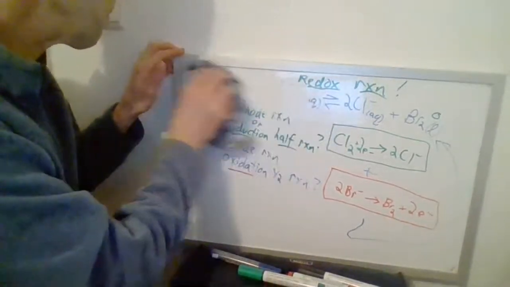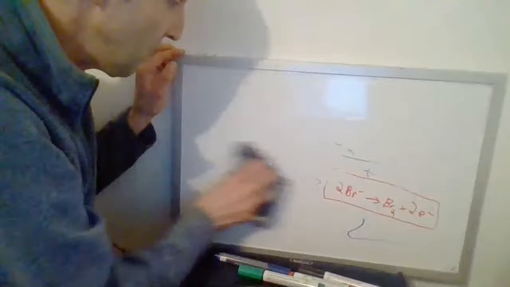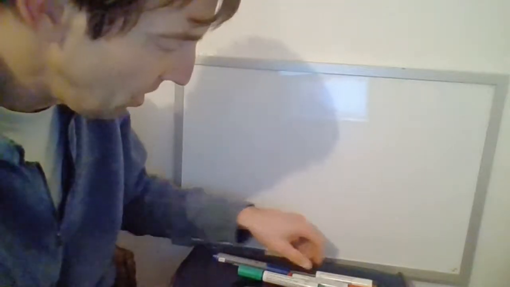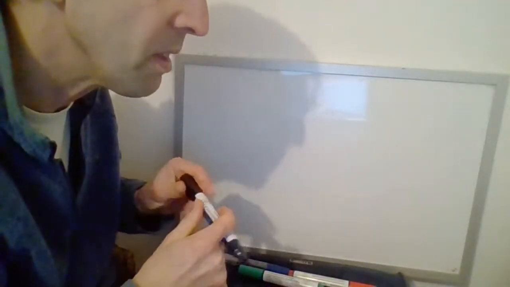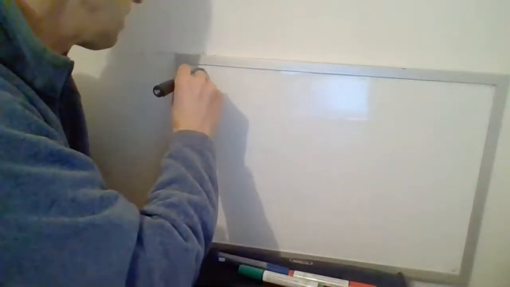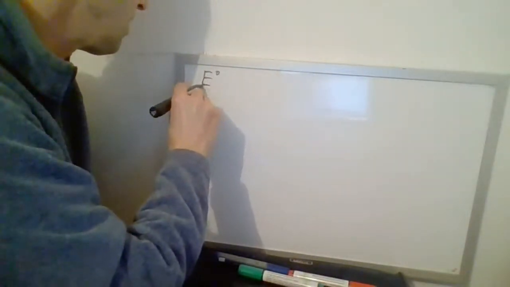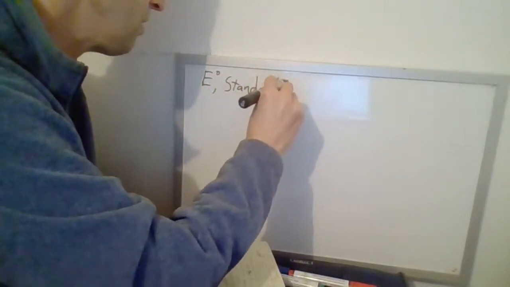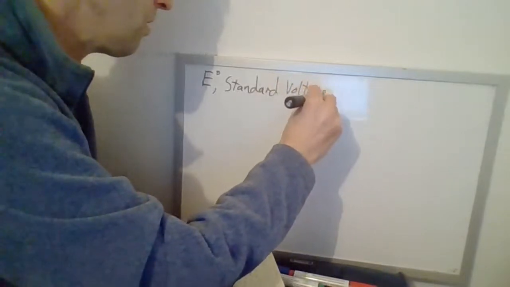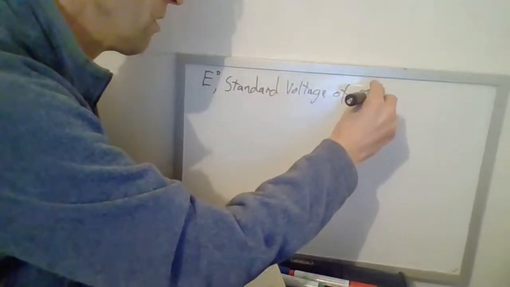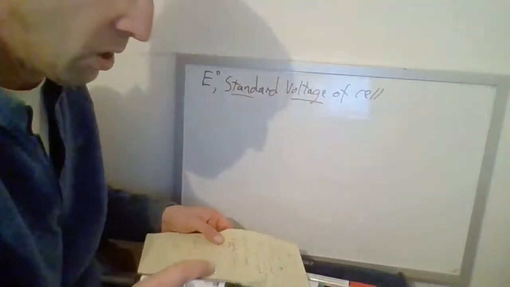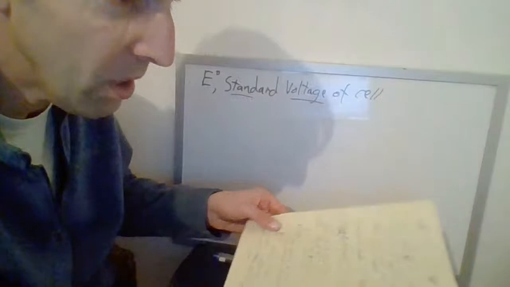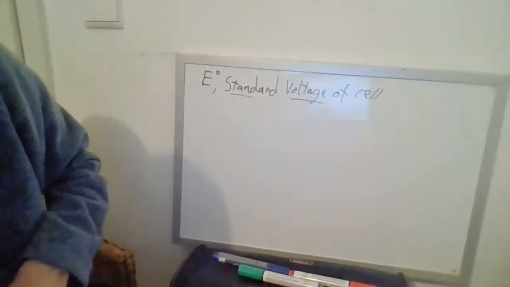Let's do another one. Okay. Let's do another one. And this time, we're going to do something new with it as well, but not something hard. Okay. We're going to get E0. E0 is called the standard voltage of the cell. Okay? Standard voltage. Where do you get that? Okay, I'm going to tell you. In your book, I'm going to tell you right where the data is. You ready? Here we go.